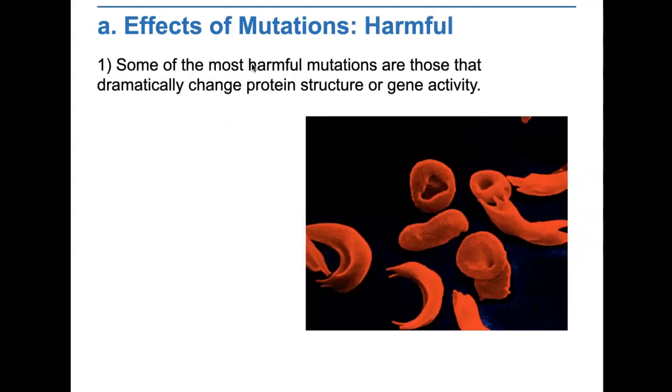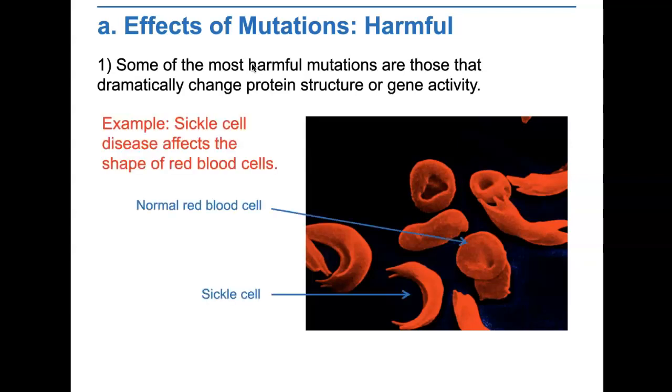The effects of mutations on genes vary widely. Some have little or no effect. Some produce beneficial variations, and some negatively disrupt gene function. Some of the most harmful mutations are those that dramatically change protein structure or gene activity. The defective proteins produced by these mutations can disrupt normal biological activities and result in genetic disorders.